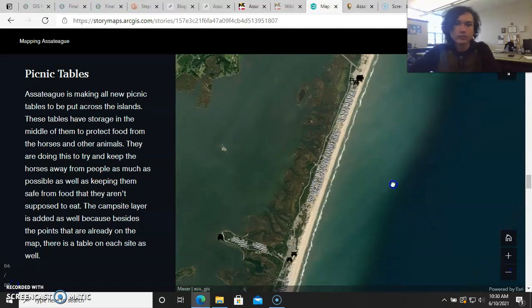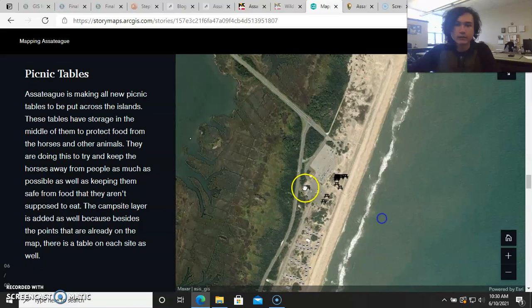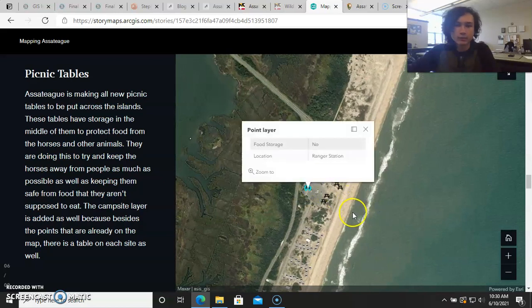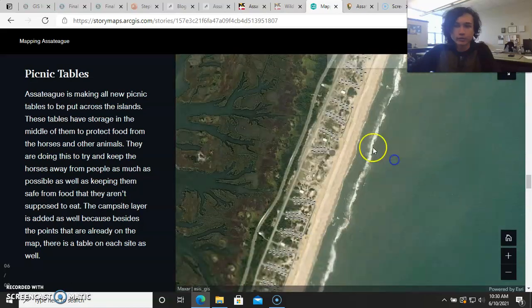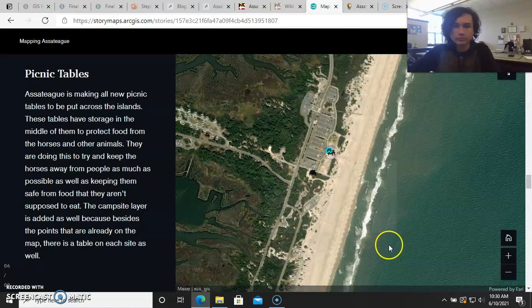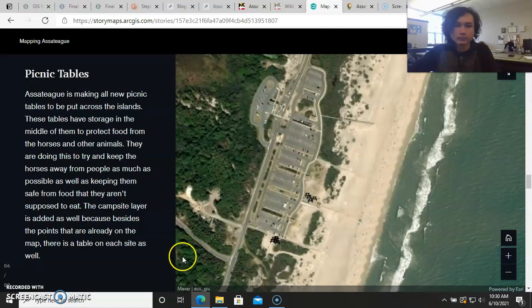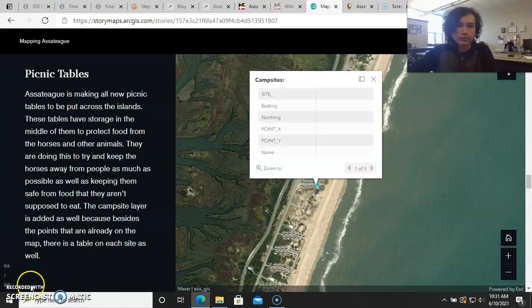This map shows the picnic tables on the island, and also shows whether or not they have the food storage that protects food from horses. These points were found by going to the island and marking them down. So it includes the campsites, because there are picnic tables at each site.